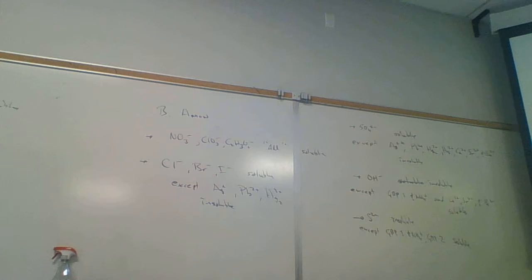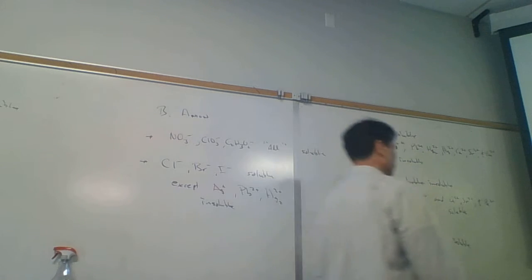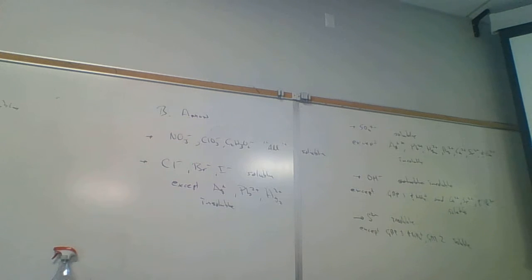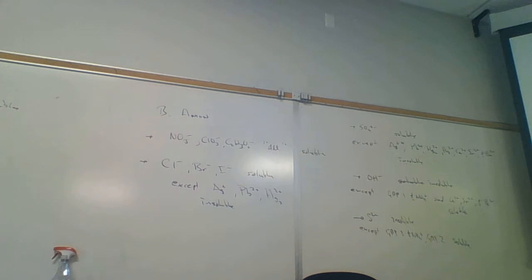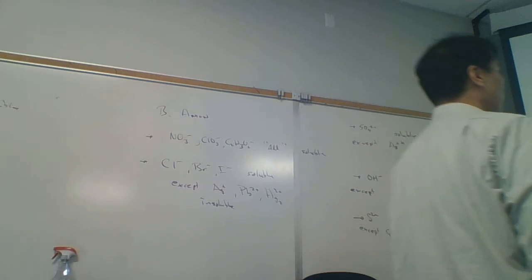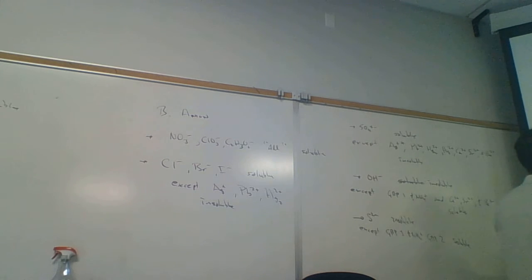So let's try to use this briefly here. So typically, what do we look at first? We look at the cation. Is a cation group 1 or ammonium? They're all soluble. So look at ammonium.